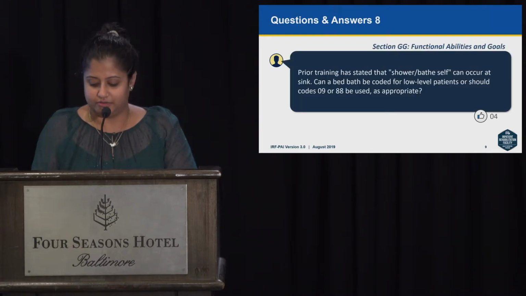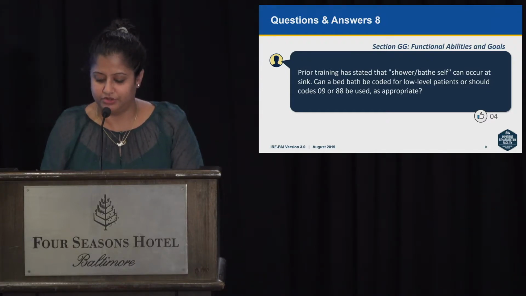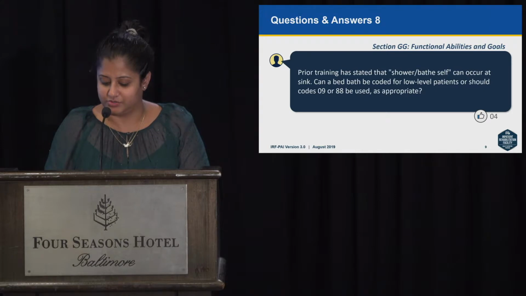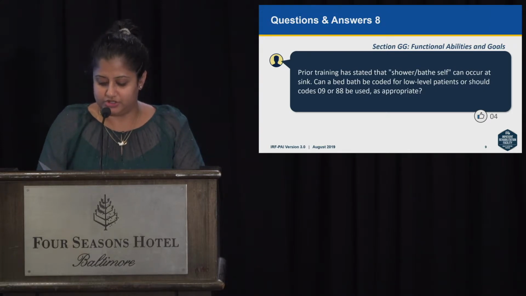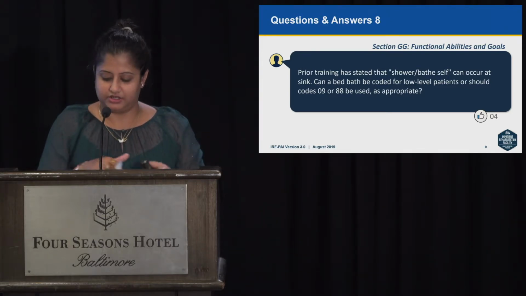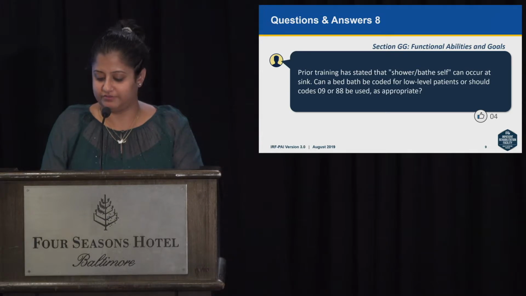Next question: prior training has stated that the shower, bathe, self activity can occur at a sink. Can a bed bath be coded for low-level patients, or should codes 09 or 88 be used as appropriate? So when coding GG0130E, shower, bathe, self, code based on the type and amount of assistance the patient requires to complete the activity. That's washing, rinsing, and drying, regardless of where the bathing takes place. Per guidance in the IRF-PAI manual, GG0130E, shower, bathe, self, does not include transferring in and out of a tub or shower.